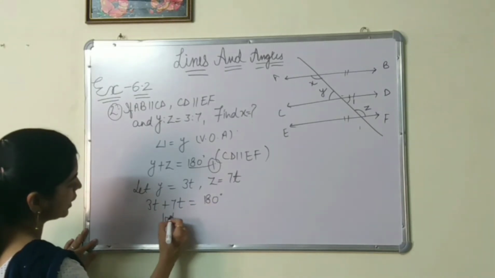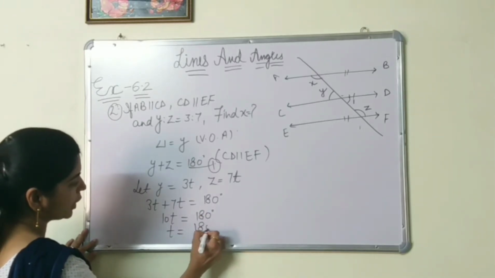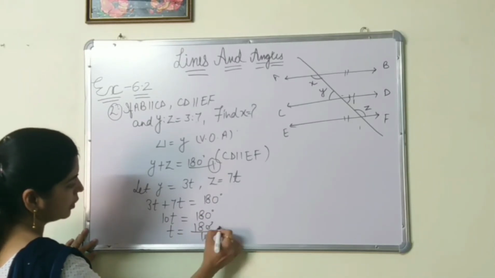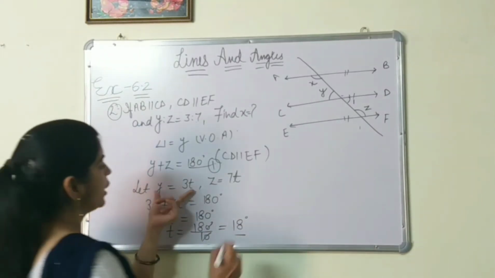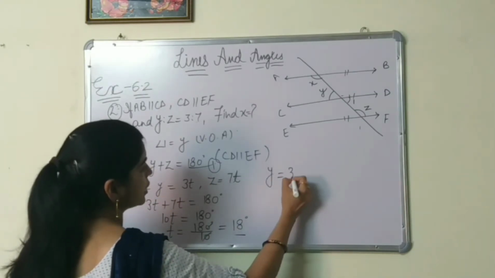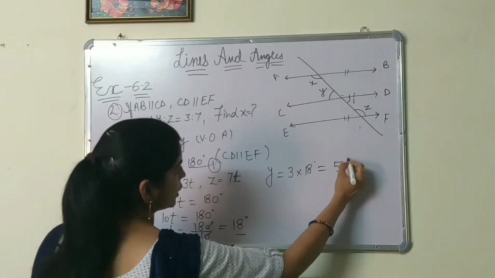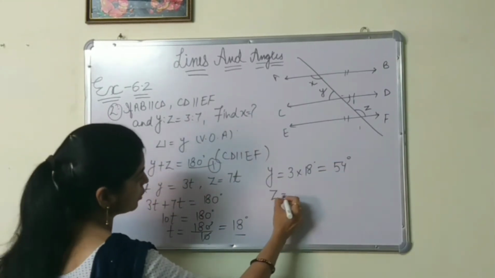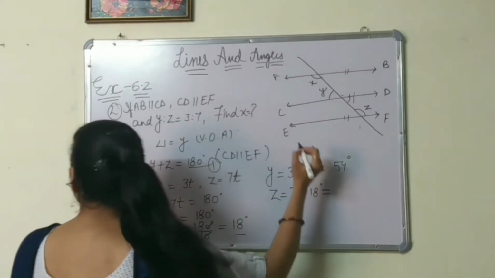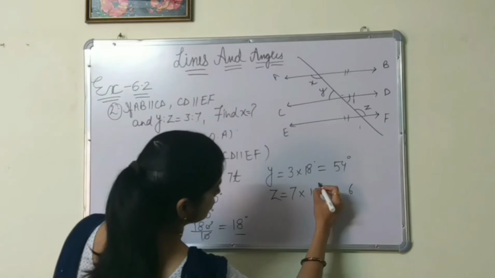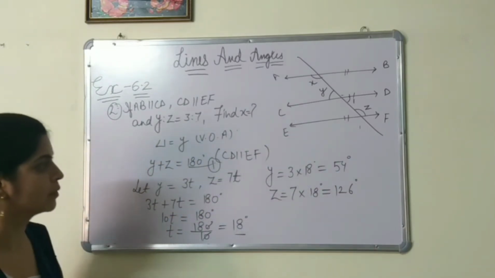So we can say that 10t is equal to 180 degree and t will be equal to 180 upon 10. t will be equal to 18 degree. So we can find out the value of y, that is 3 multiplied by 18, that is 54 degree, and angle z is equal to 7 multiplied by 18, that is 126 degree. Answer.